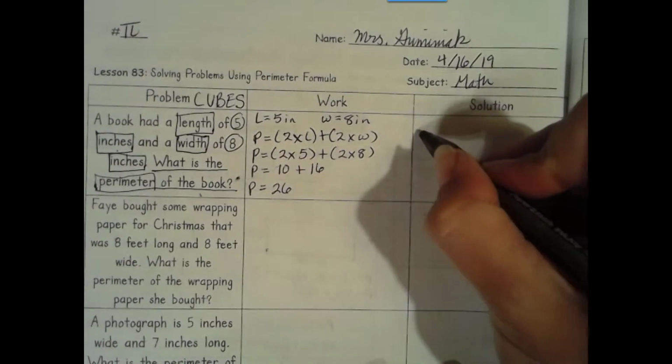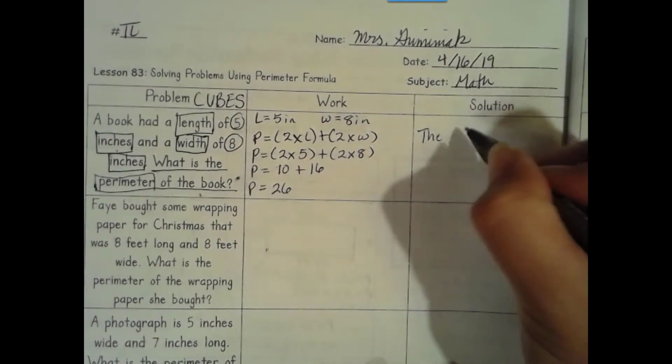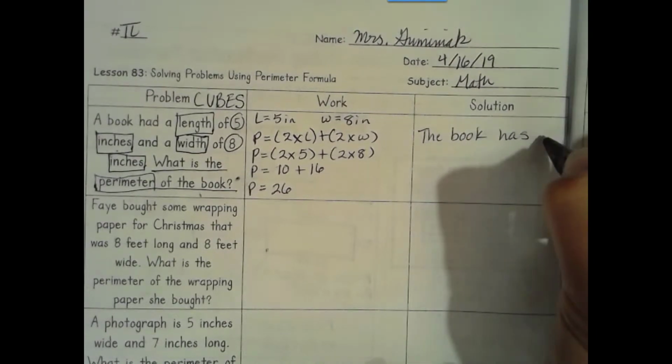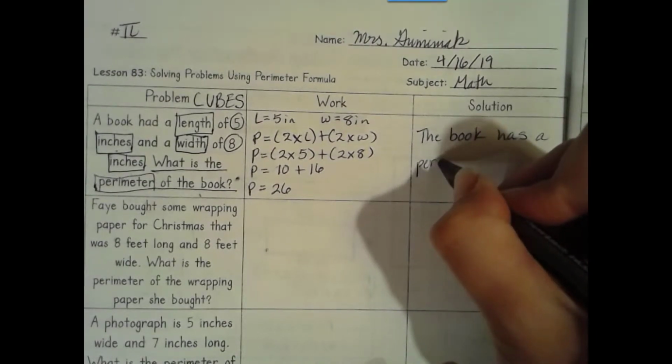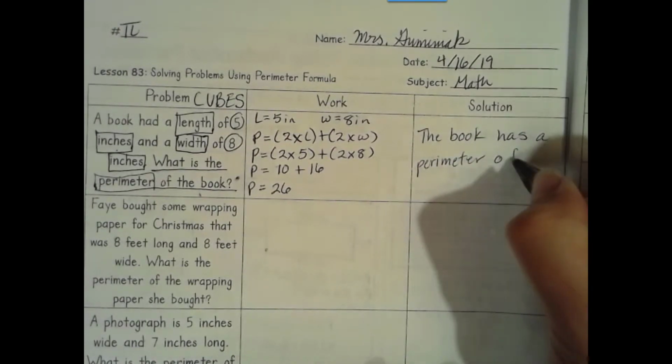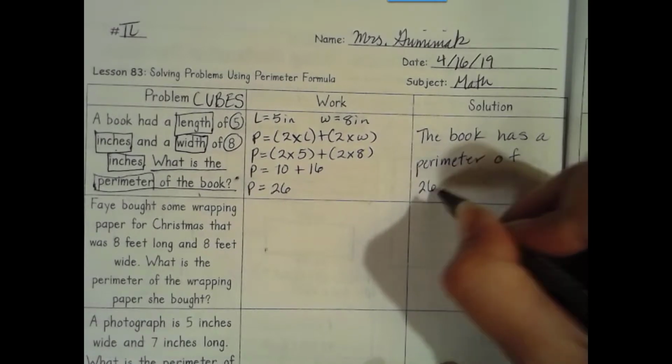What is the perimeter of the book? The book has a perimeter of 26 inches.